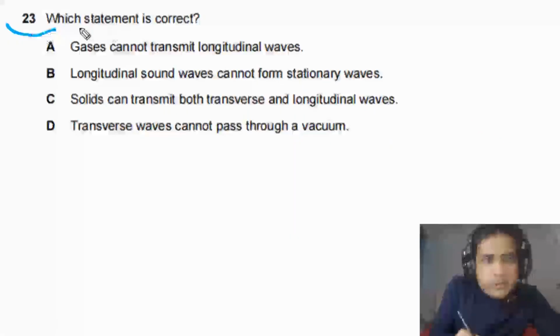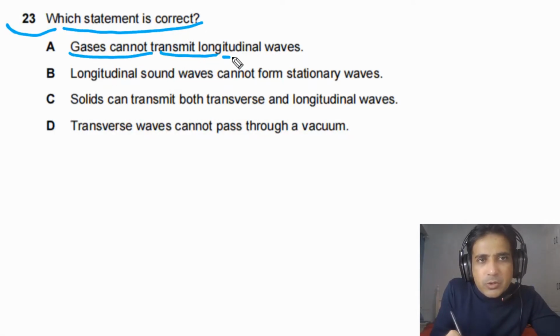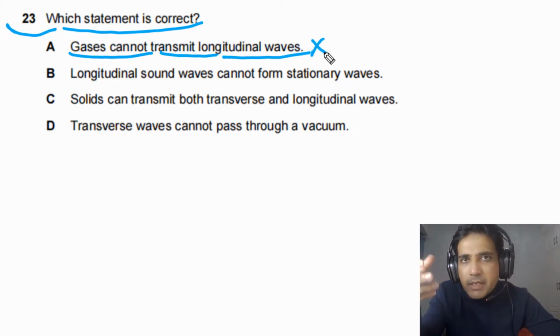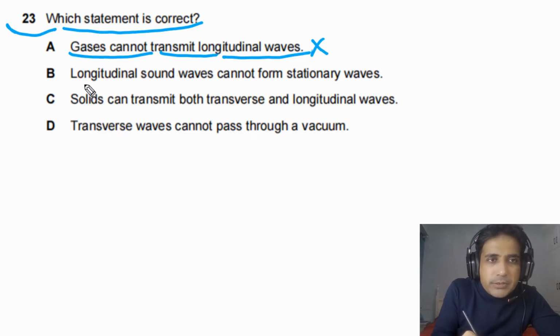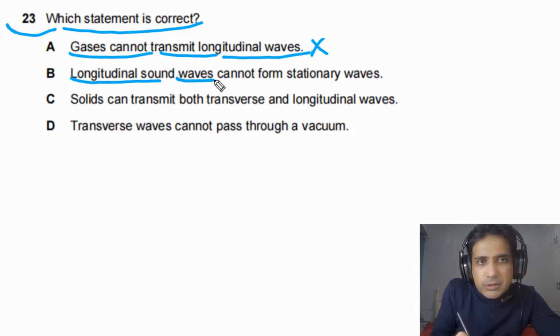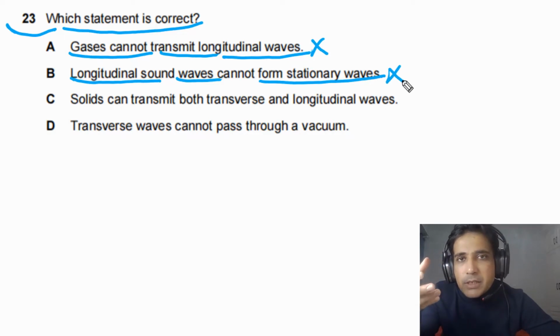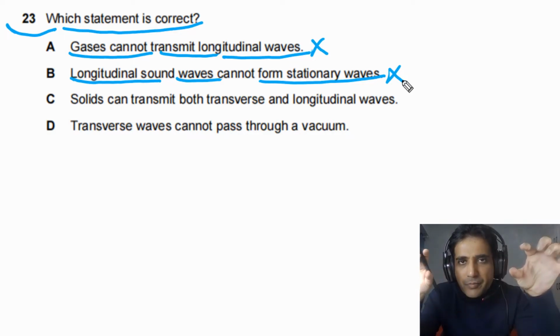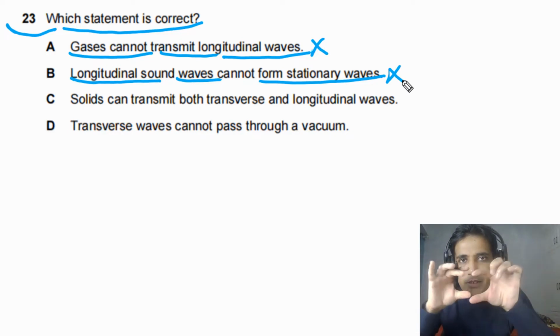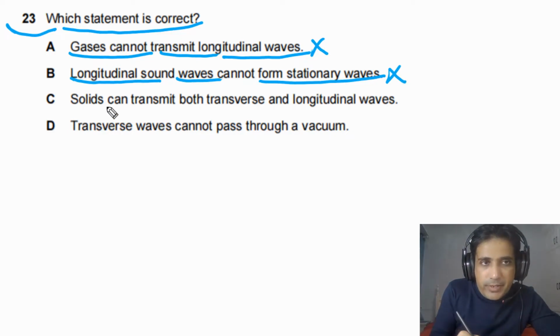For this question, we need to find out which statement is correct. For option A, it is given to us gases cannot transmit longitudinal waves. This one is incorrect, because longitudinal waves are mechanical waves and they need a medium to travel and they can pass through gases. So option A is incorrect. For option B, it is given to us longitudinal sound waves cannot form stationary waves. This option is also incorrect, because sound waves can form stationary waves. As we see, the waves in organ pipes are examples of stationary waves. So option B is incorrect.